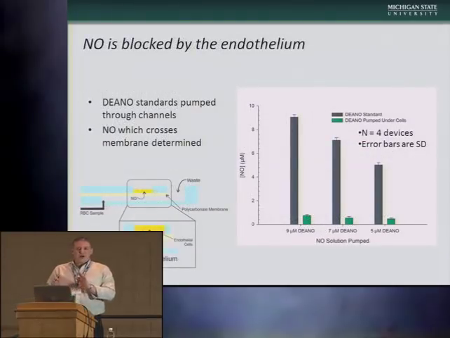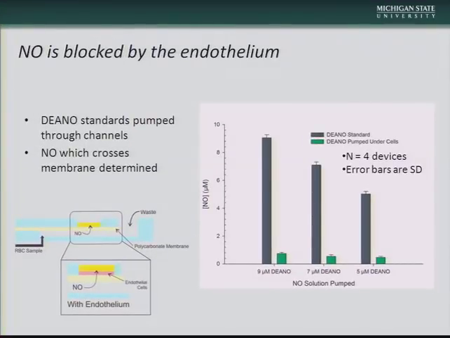Now, getting to our question though, what's the NO that we're seeing above the endothelium? Is it RBC derived, or is it stimulated by ATP that is released from the red blood cells, in which case it would be endothelium derived? And so one of the things that Steve did in our group is we wanted to see how much nitric oxide could actually get through an endothelial layer.